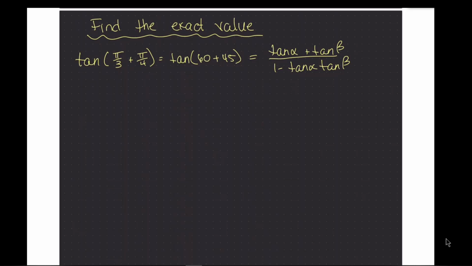All right. So what value is our alpha? 60. The 60. And our beta is going to be the? 45. 45, right? So we have the tangent of 60 plus the tangent of 45 divided by 1 minus the tangent of 60 times the tangent of 45, right?